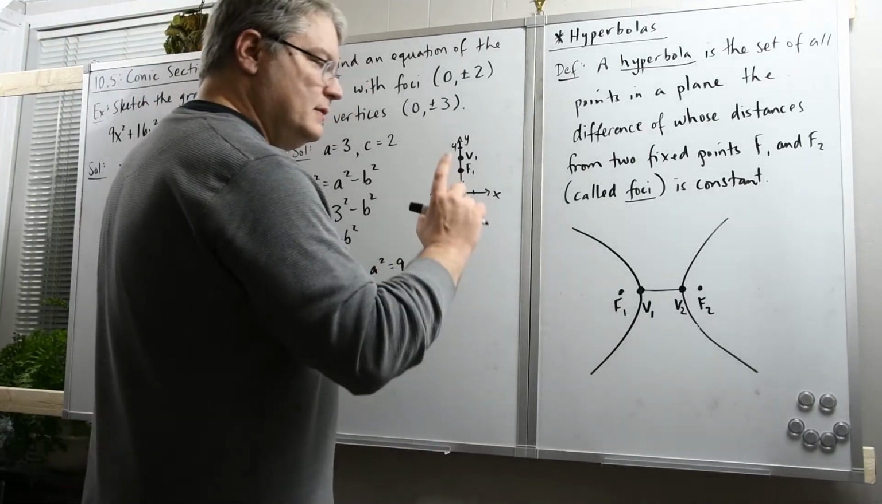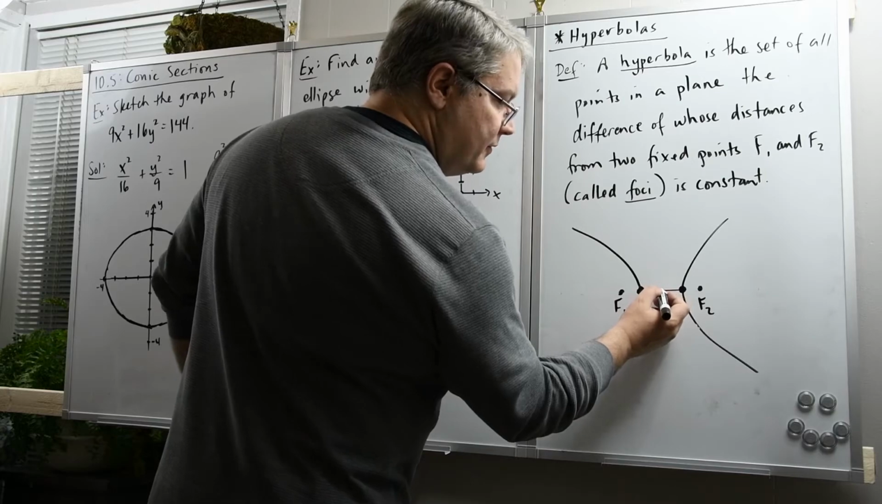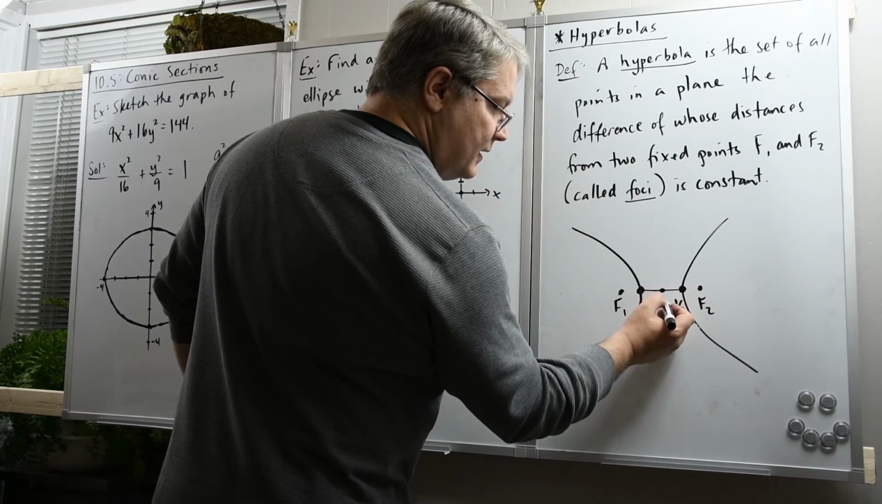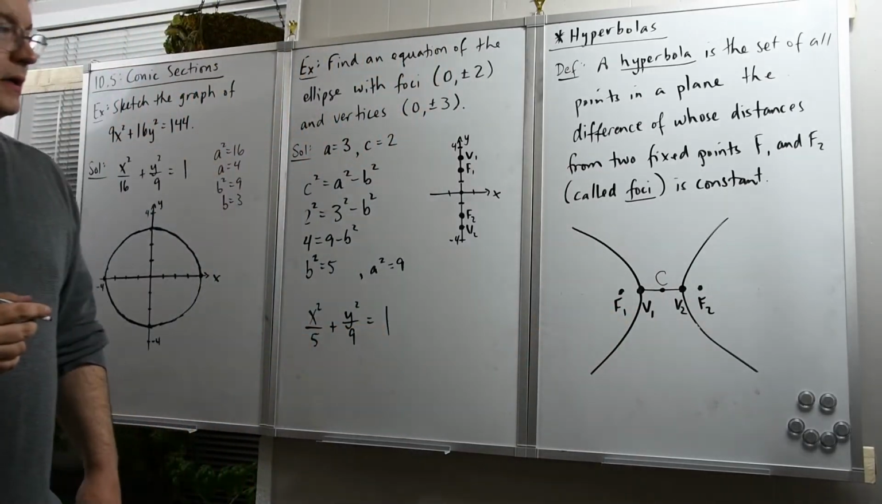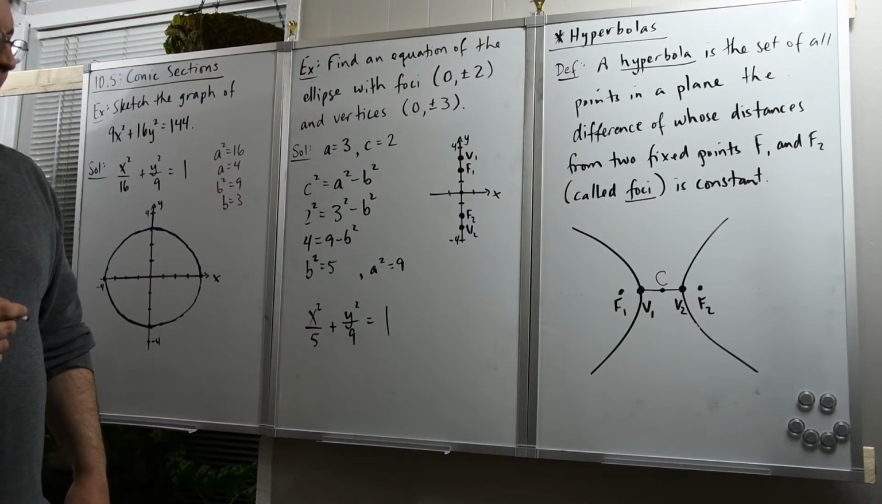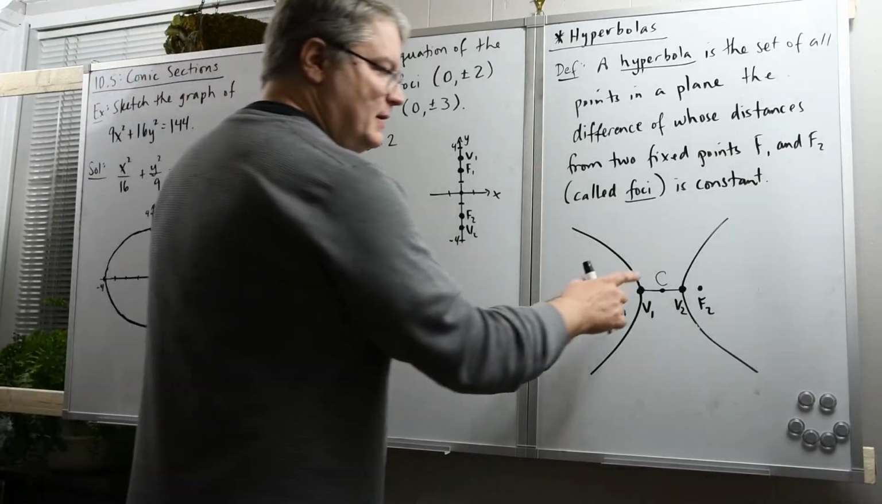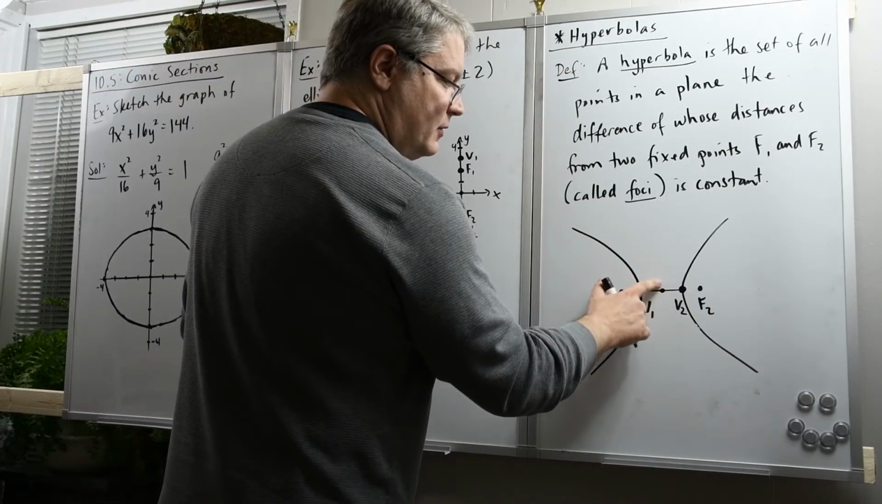Now, the midpoint of the transverse axis is what we refer to as the center of this hyperbola. Okay, but I'm going to erase this now. Don't really need it for what I'm about to show you.